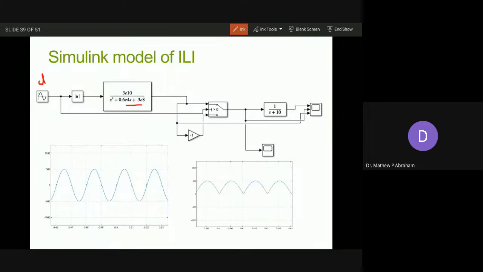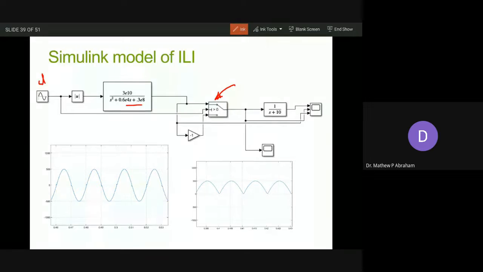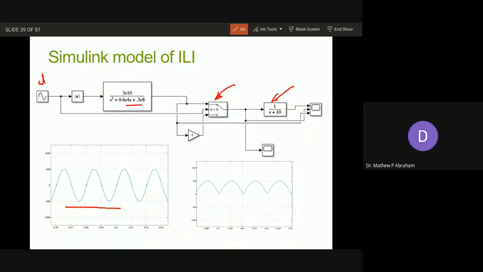And since we cannot have a negative duty cycle, we find the absolute value of it and give it to the inverter, right? Then at the output side, what we do is the unfolding. Unfolding is done using a switch block, right? And this is the load block. If you simulate it, you will be getting a sinusoidal voltage like this, almost sinusoidal.